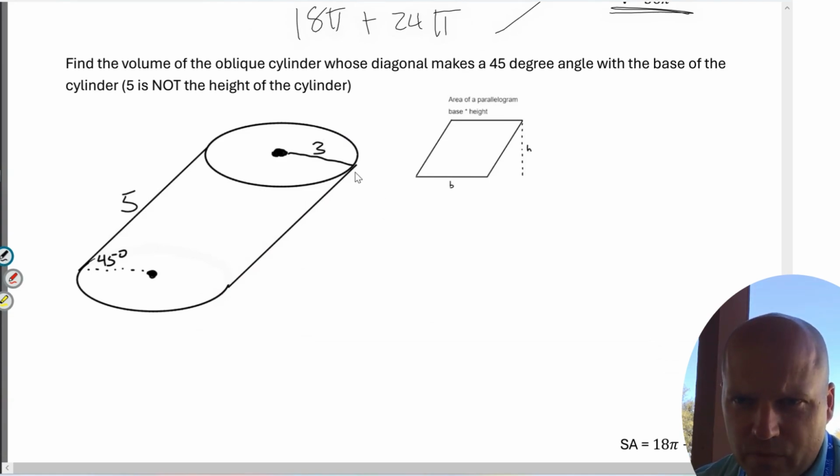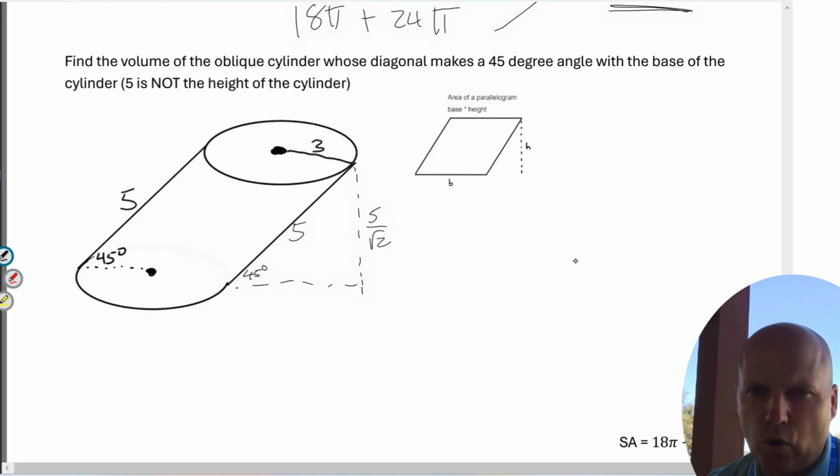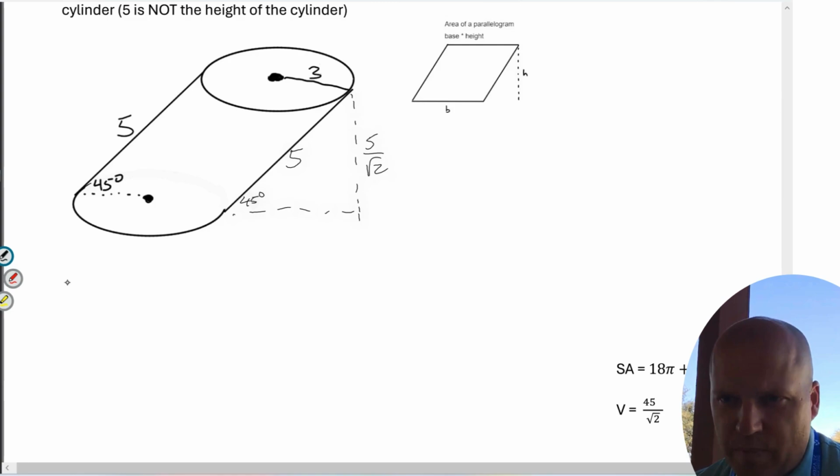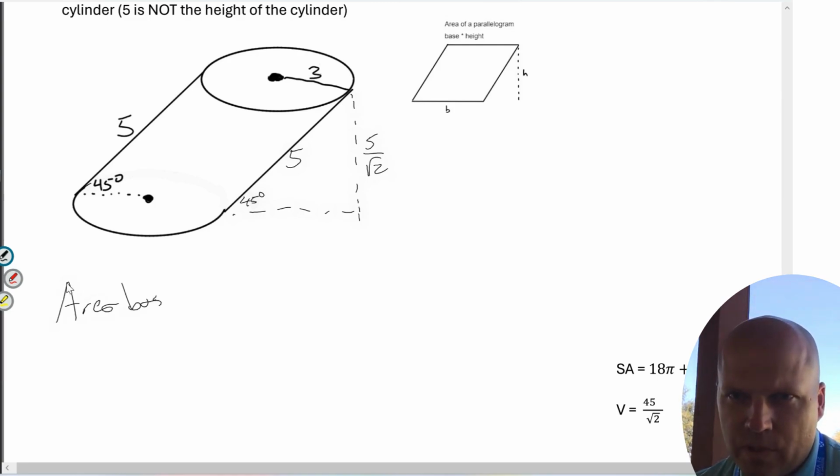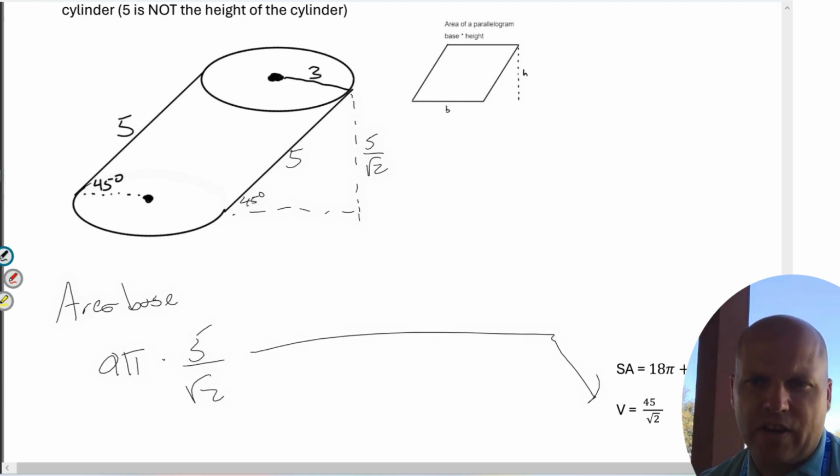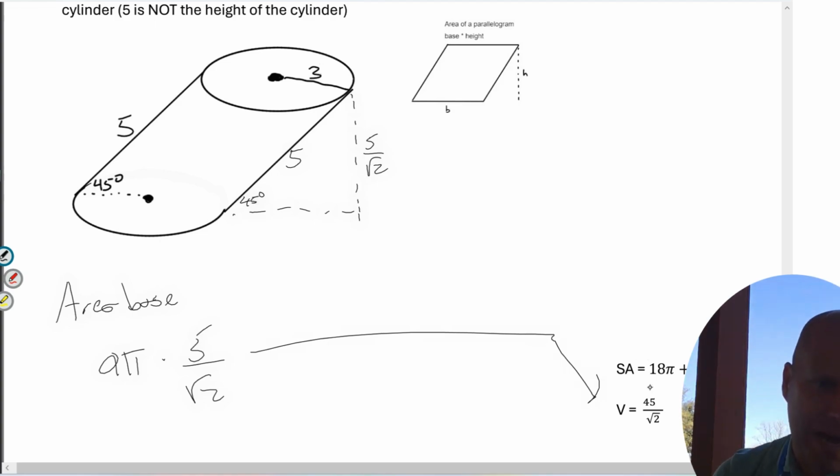Same deal here. The only difference again is that we need the height. Well, we're told this diagonal length is 5. This is a 45, 45, 90. This is 5 over root 2. Cool. Area of the base is again 9 pi, but the height is 5 over root 2. Multiply those together, and you get 45 pi over root 2.